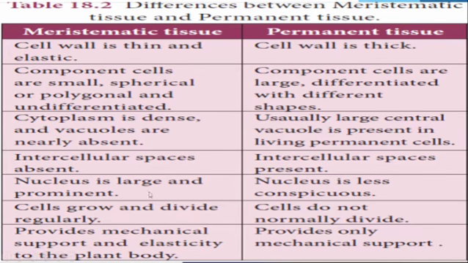In meristematic cells the nucleus is large and prominent. In permanent cells the nucleus is less conspicuous. Meristematic cells grow and divide regularly. Permanent cells do not normally divide. Meristematic tissue provides mechanical support and elasticity to the plant body, while permanent tissue provides only mechanical support. So these are the differences between meristematic tissue and permanent tissues. When meristematic tissue loses the ability of division, it becomes permanent tissue.